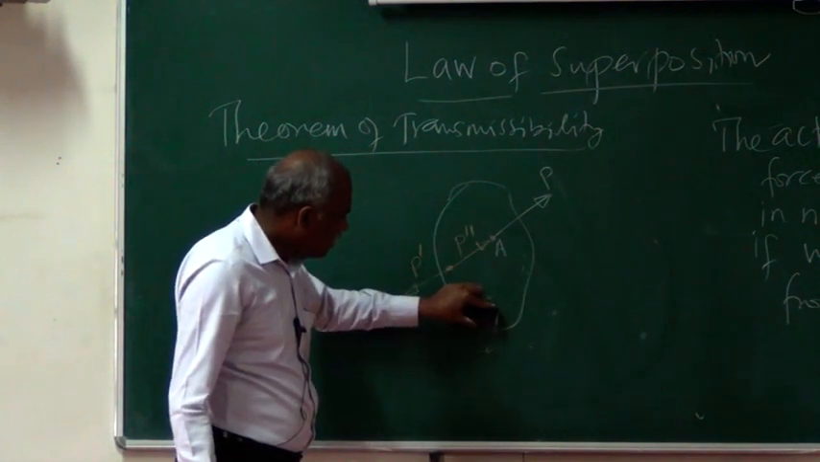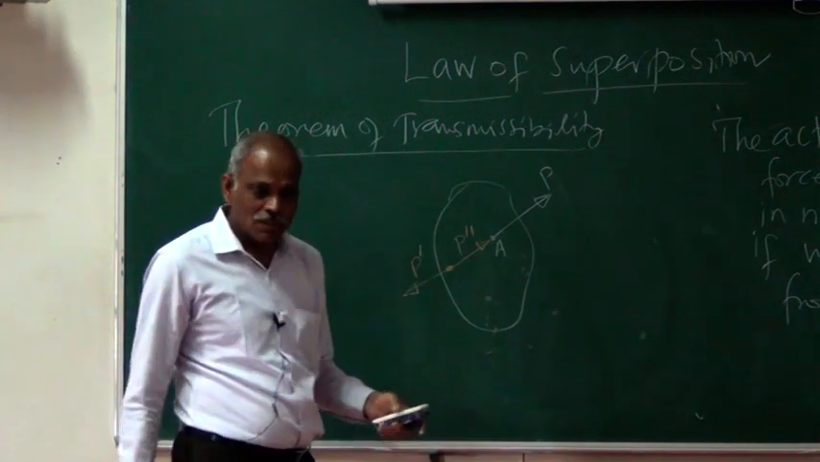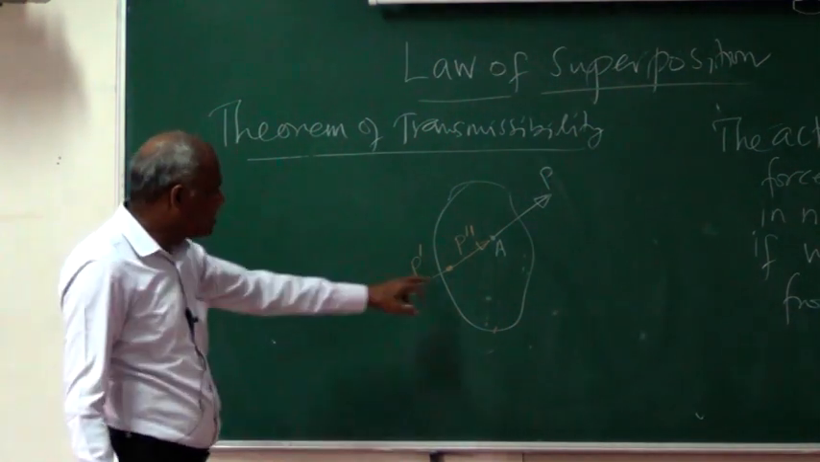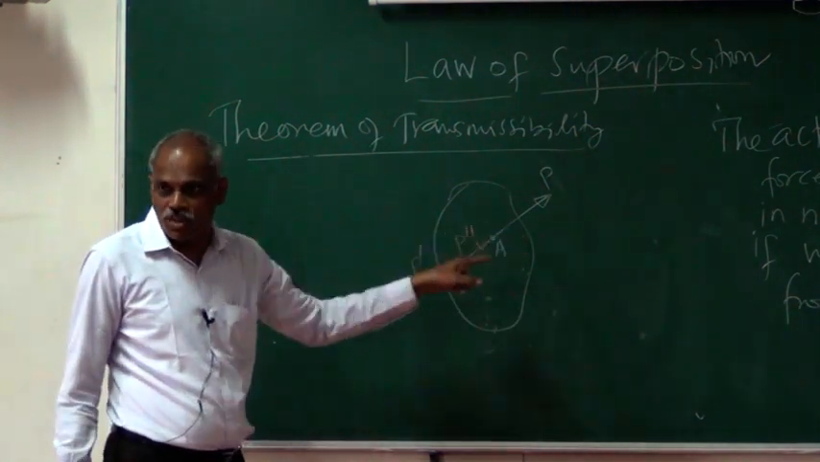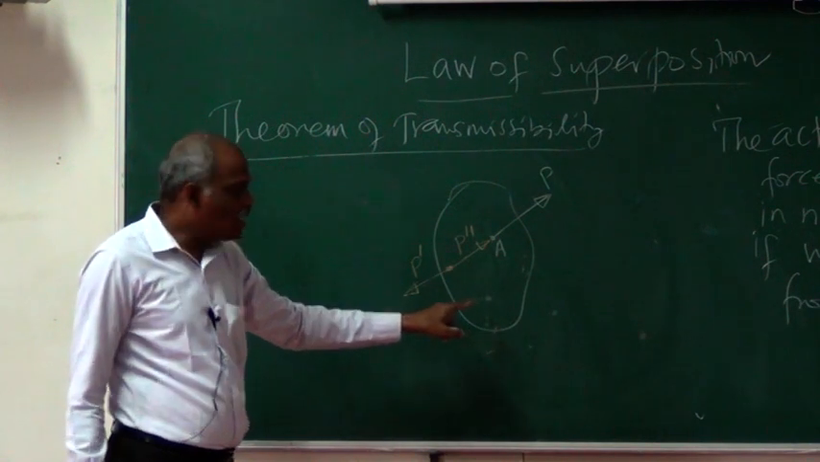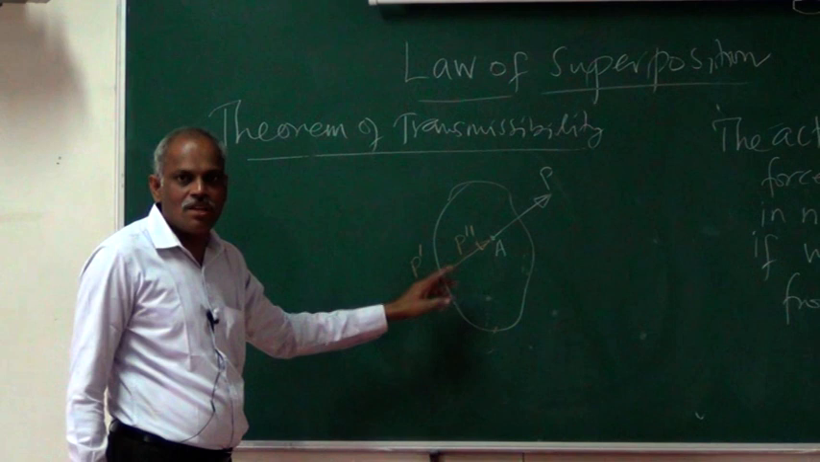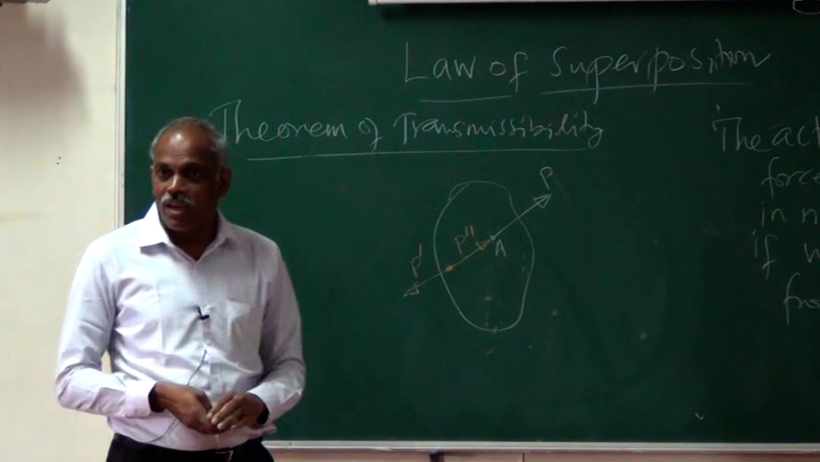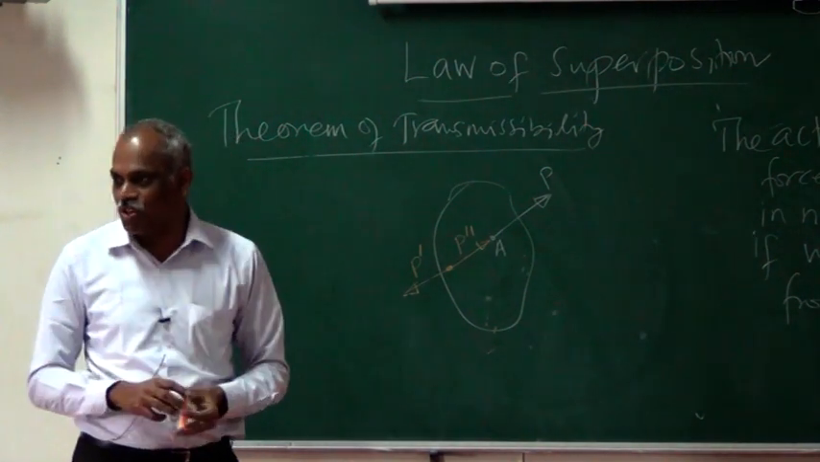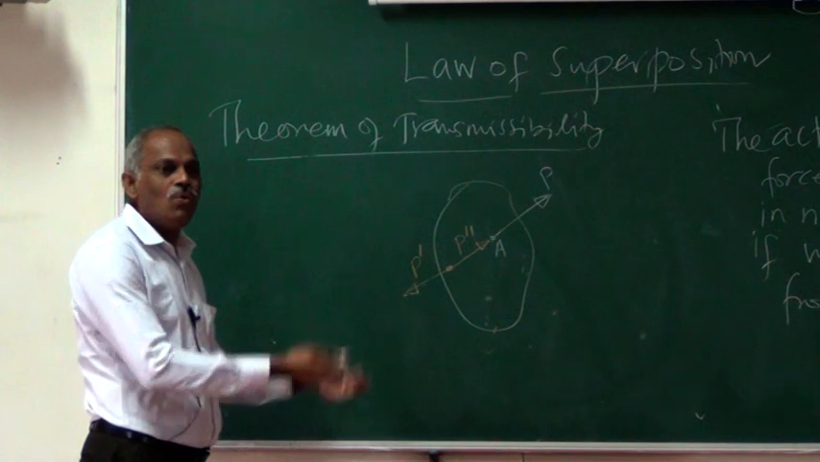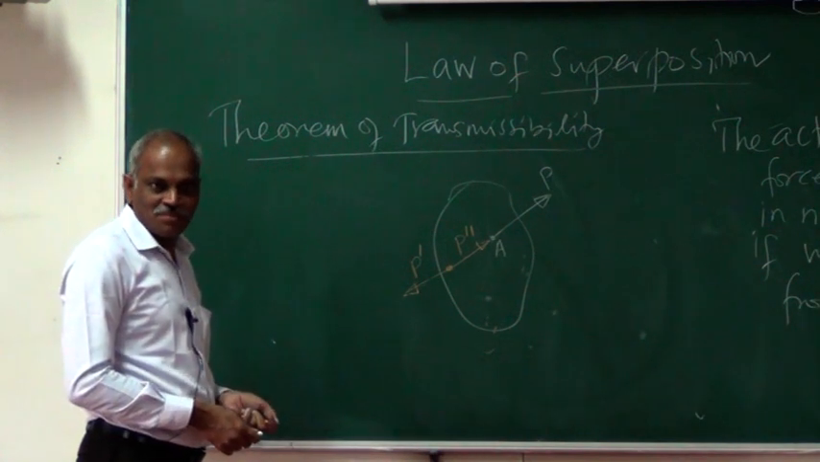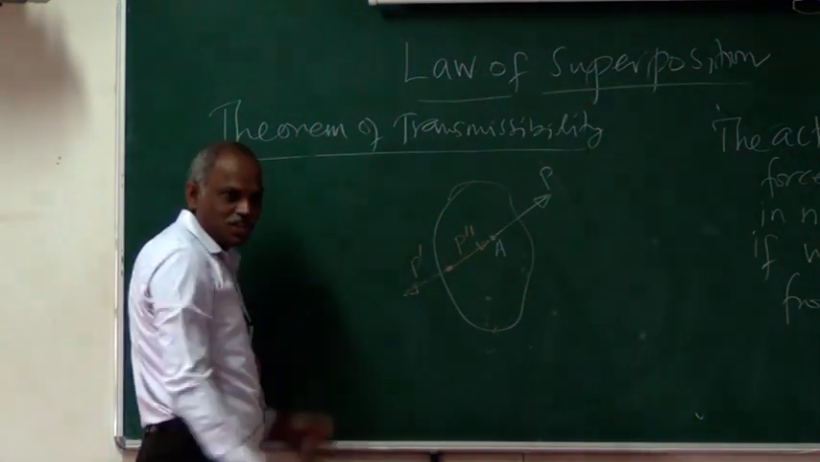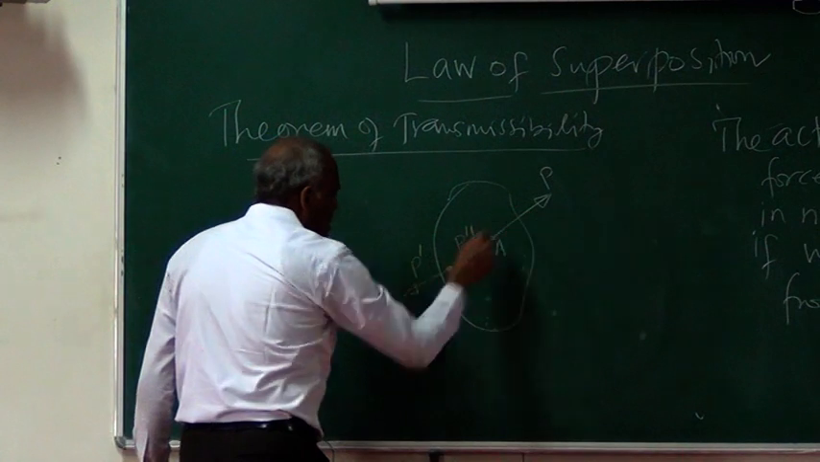Okay, so now if you look at this, who has given you the authority to introduce this? Then I will say the law of superposition has given me the authority to introduce a system of forces in equilibrium. Fine. Now what I am going to do is use the same law of superposition to remove two forces which are in equilibrium. What are the forces I am going to remove? P and P dash.